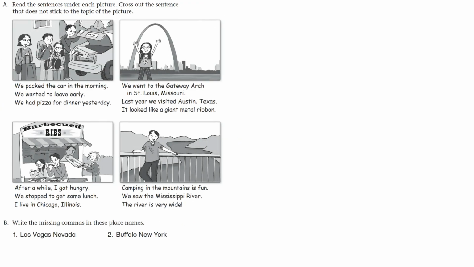Welcome back. Now turn to page 3. Good writers know how to stick to the topic. For part A, read the sentences under each picture and cross out the sentence that does not fit the topic. For example, under the picture of the family packing the car, you should cross out "We had pizza for dinner yesterday" because it has nothing to do with packing.